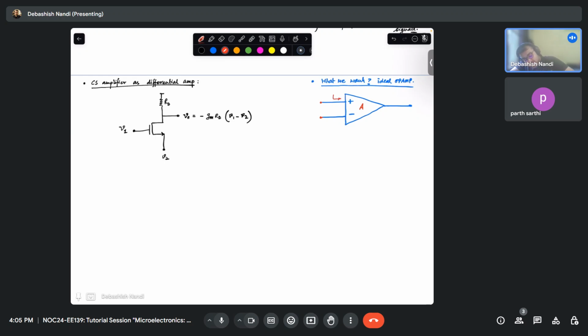What is the input resistance at these points? Infinite. What is the input resistance V1 is seeing? Very high. Output resistance very less. V1 is seeing almost infinite resistance, right? What is V2 seeing? A resistance through the source, some finite value.